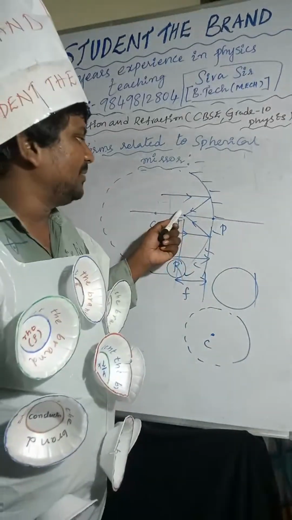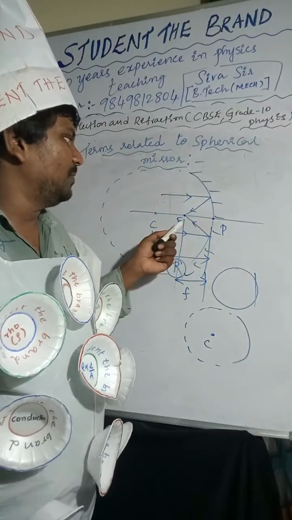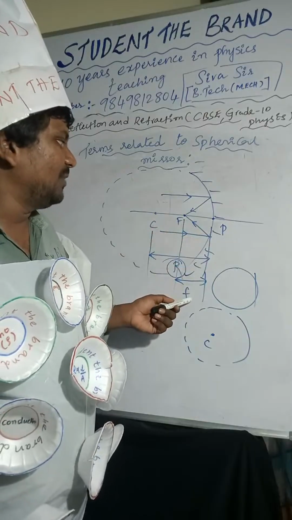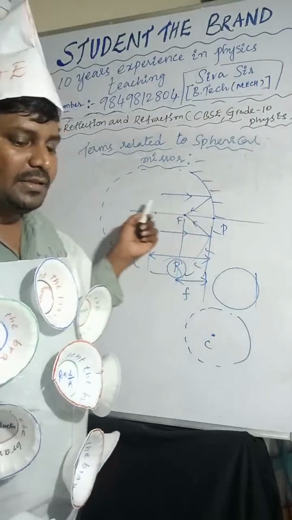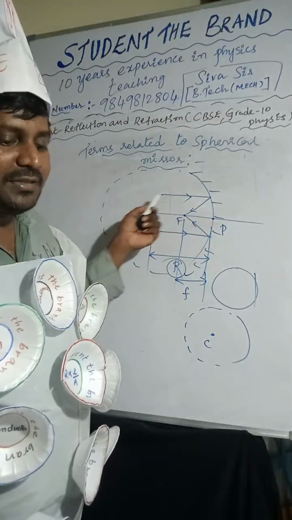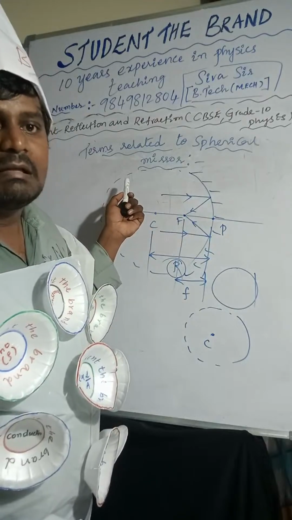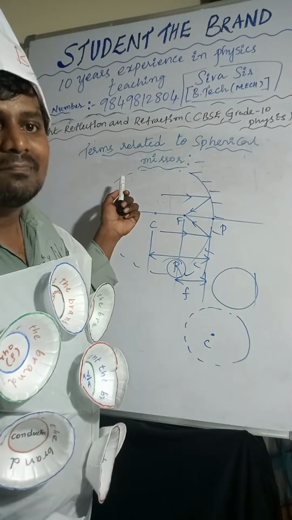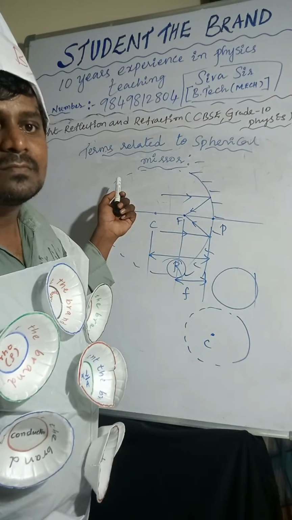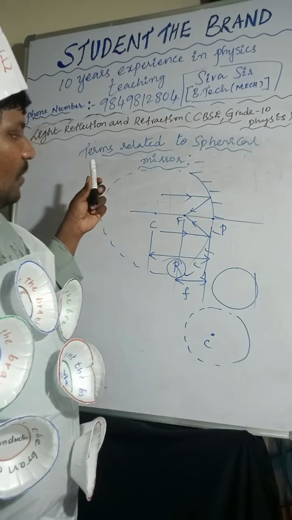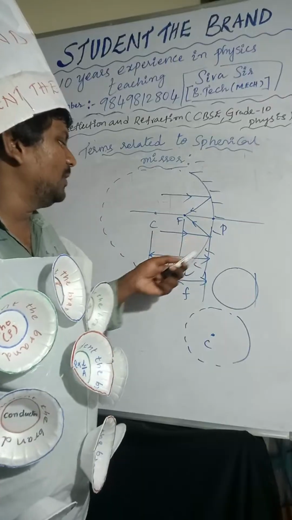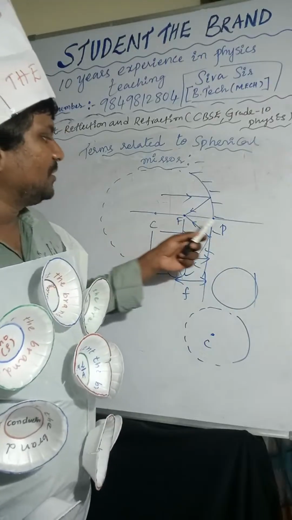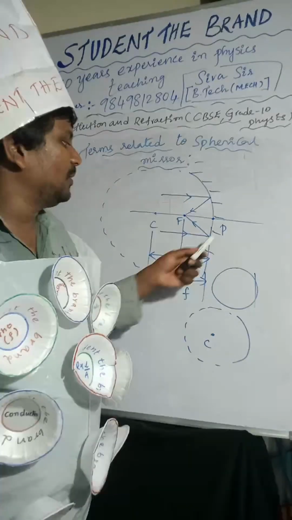Here you can take the distance between the focus and the pole. The distance between the focus and the pole is called the focal length. The distance between the center of curvature and the pole is called the radius of curvature. The distance between the focus and the pole is called the focal length.